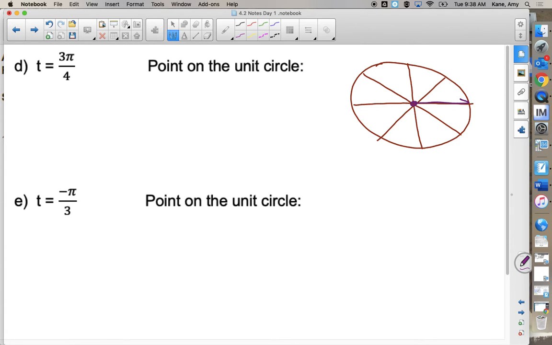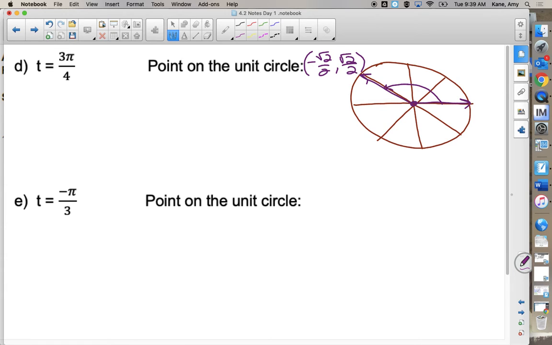And if I count to my 3rd piece of the pie, I have 3 pi over 4. So pi over 4 is the angle. That's the family. But it's on the negative x-axis, so I know my x has to be negative. Josh, what is the ordered pair that goes along with 3 pi over 4? Negative square root of 2 over 2, positive square root of 2 over 2.